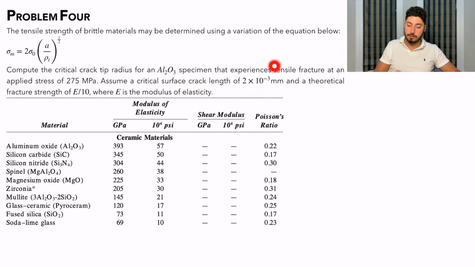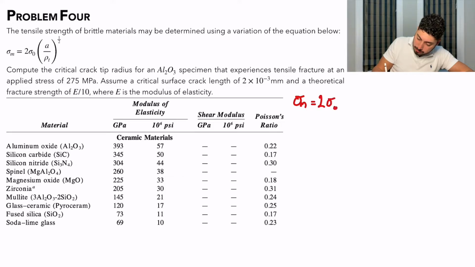Assume that the critical surface crack length is 2 times 10 to the minus 3 millimeters, and the theoretical fracture strength is equal to E over 10, where E is the modulus of elasticity. So this is a very simple problem. You're given the equation, you're given all the values, all you need to do is substitute the givens and solve for your unknown. So let's rewrite the equation. So sigma m is our fracture strength, is equal to 2 times our applied stress times our critical surface crack length divided by our critical crack tip radius, which we're solving for, all to the power of 1/2.